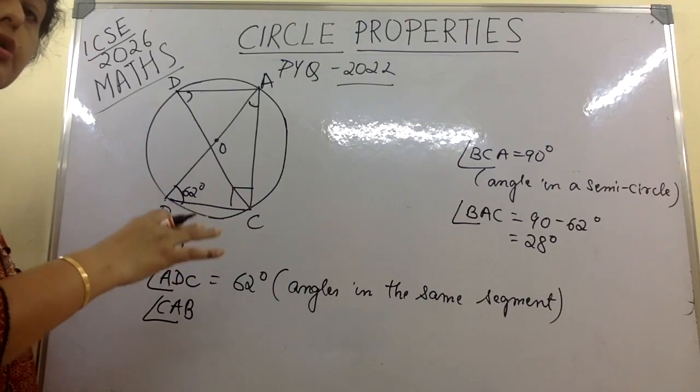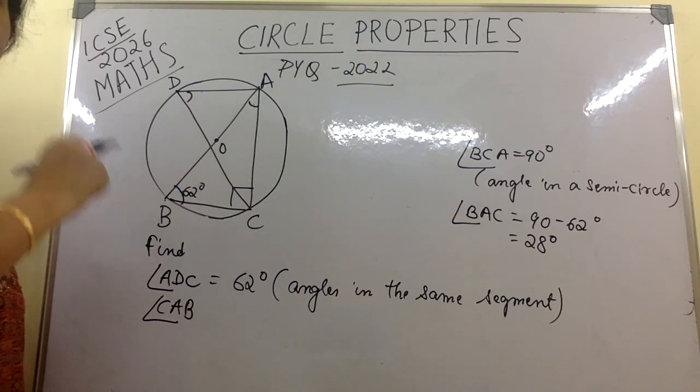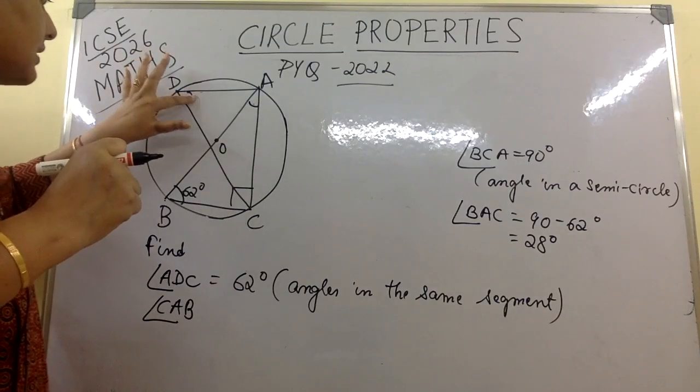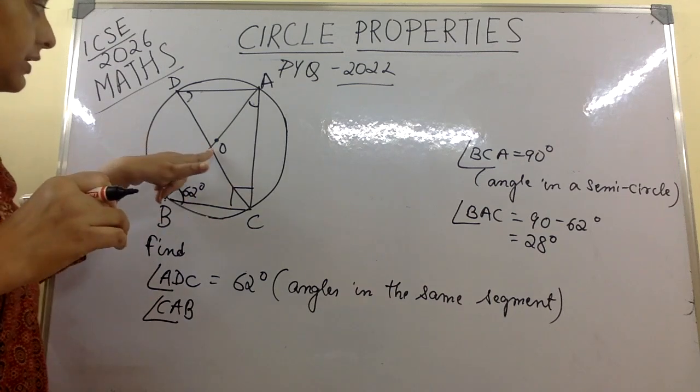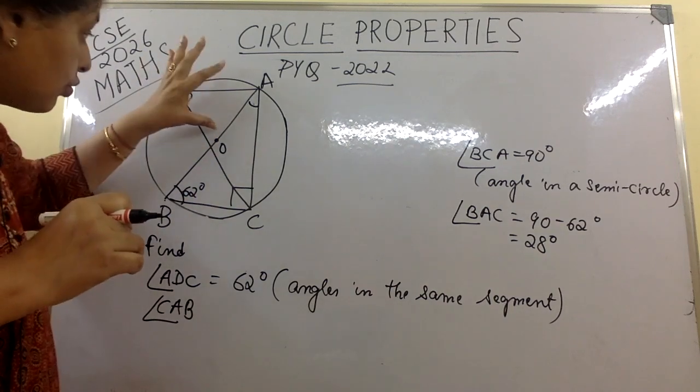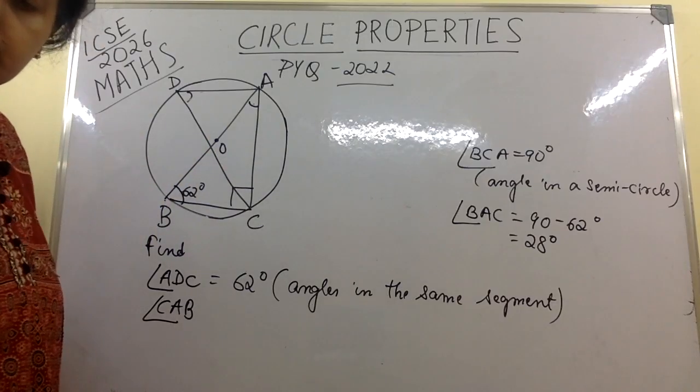So we have used triangle properties. Two of the circle properties have been used here. One is angles in the same segment, another is angle in a semicircle. Careful, don't take this point as O. O is here, away from the intersection. So let's see the next question now.